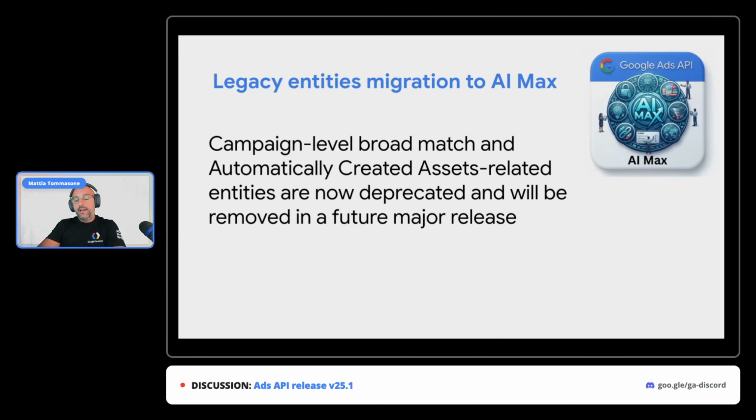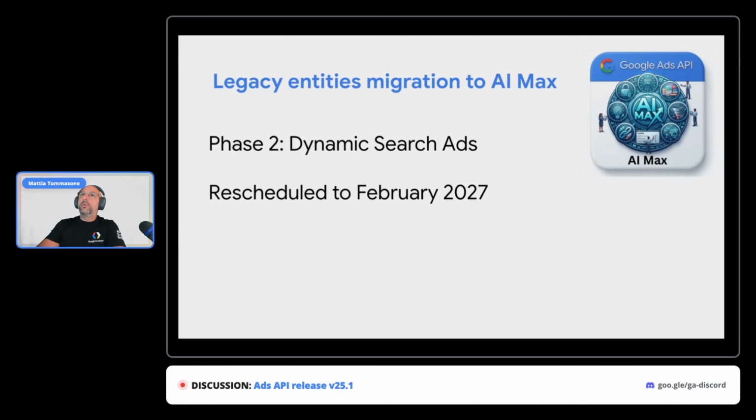As part of this legacy entities migration to AA Max, we also announced relatively recently that we were going to migrate dynamic search ads to AA Max as well. And this migration, in fact, has been rescheduled. It's now planned for February 2027. So if you've done this migration already, then you're fine. If you were trying to find a timeline to do this, you now have a little more headroom. So no hurry. I'm not saying you shouldn't do this already, but let's just say you don't have to do this week. You have time until February.